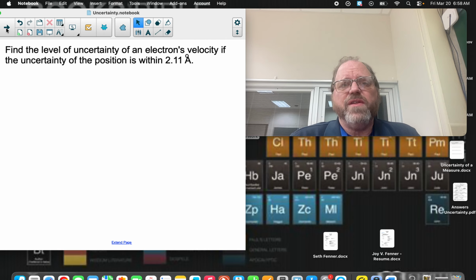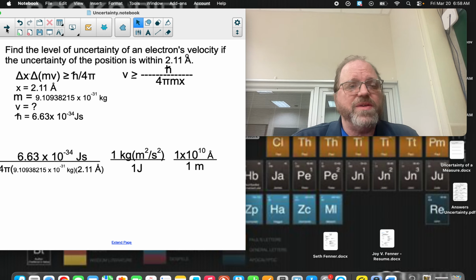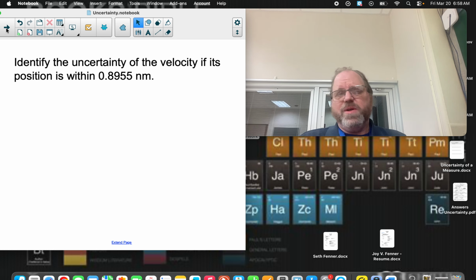Find the level of uncertainty of an electron's velocity if the uncertainty of the position is within 2.11 angstroms. Okay, so pause the video and work through it. We're just going to solve for v here. Okay, ready? So our equation, our unknown values, plug them in, get rid of the other values, cross out the units. We're going to end up with 2.74 times 10 to the 5th meters per second. That's our answer. All right, identify the uncertain velocity. Do this one on your own as well.